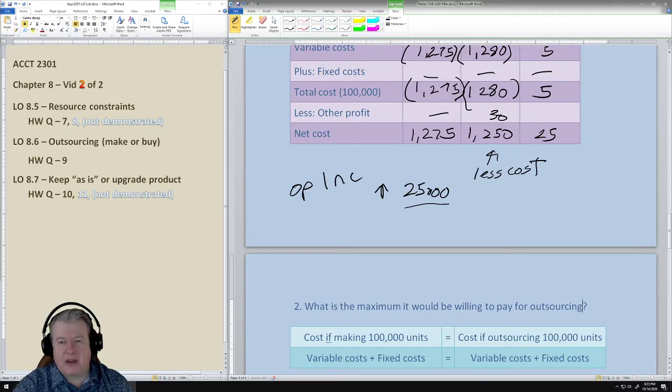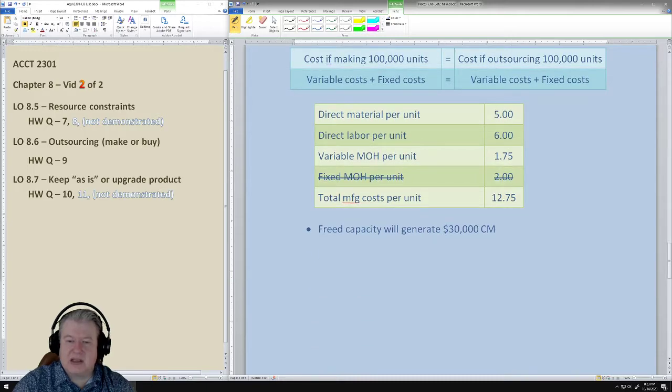The problem is that we have to take into account this 30,000, because that's something that's different between the scenarios. So it's not just the 175. Let's remind ourselves of a couple of things. First of all, we're not going to consider the fixed costs because those aren't relevant. So our total manufacturing cost for the decision is 1275. So how would we go about this? They're offering at 1280, we gain 25,000, right?